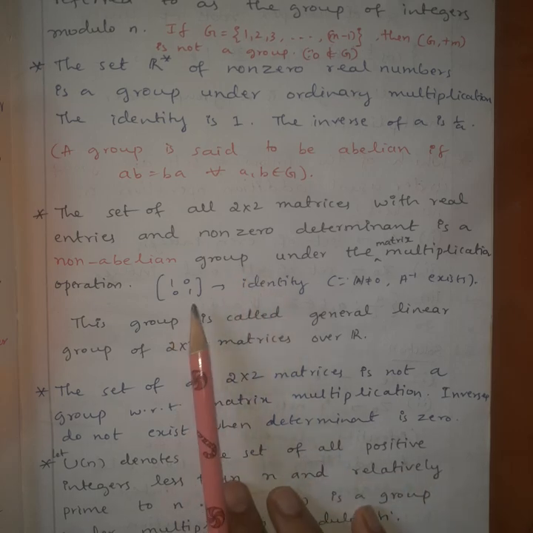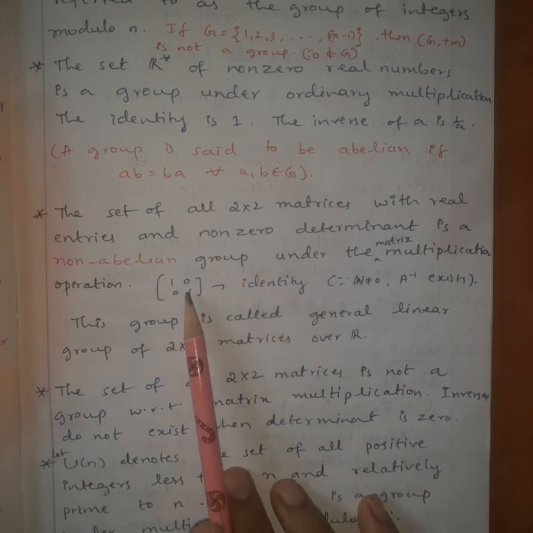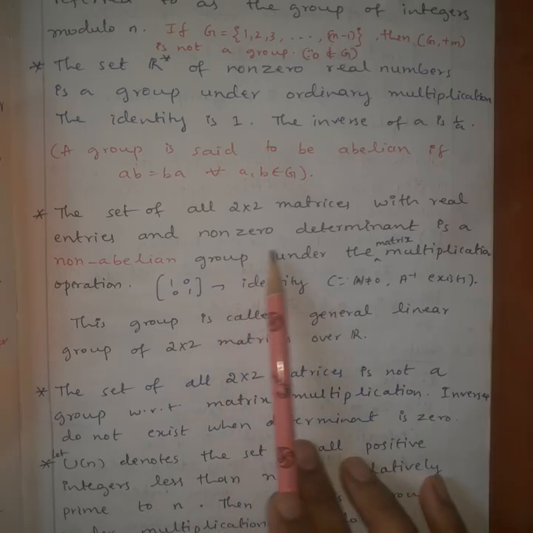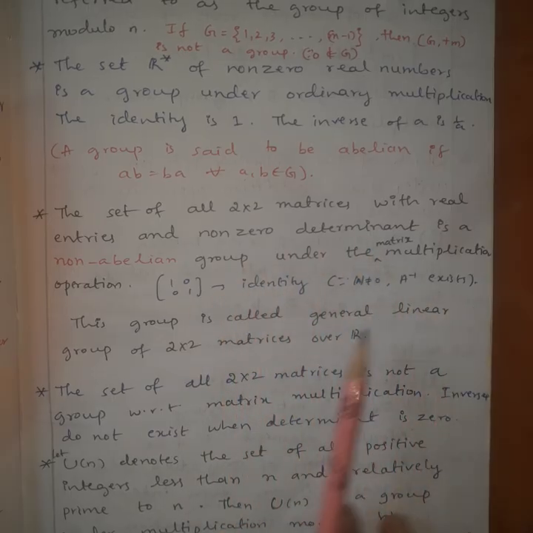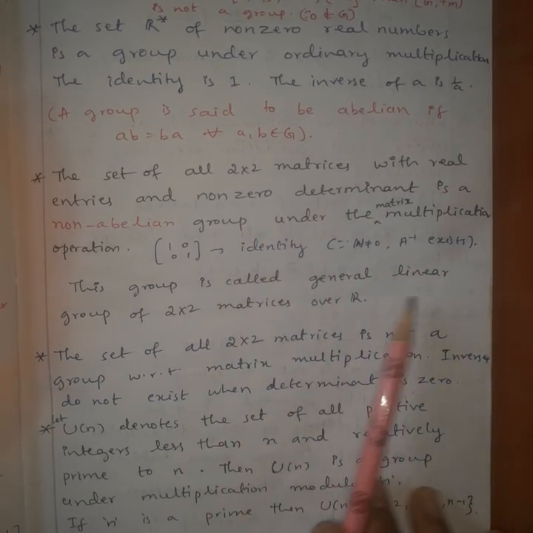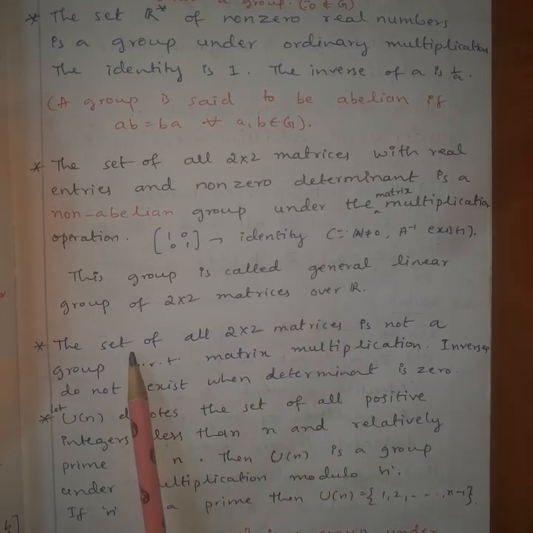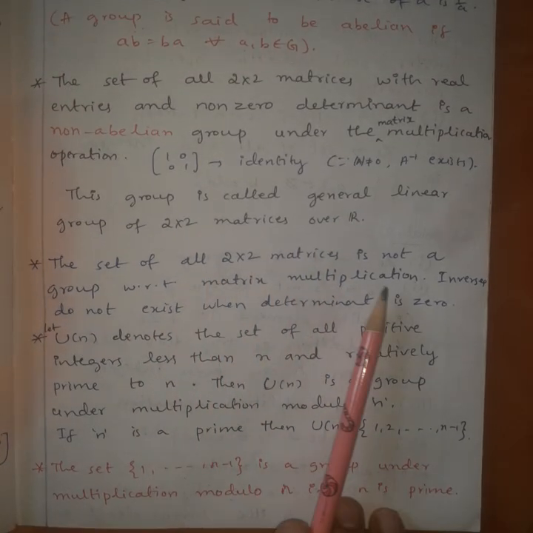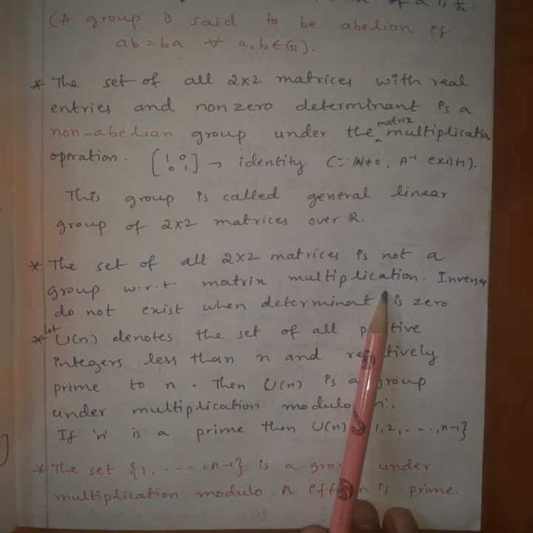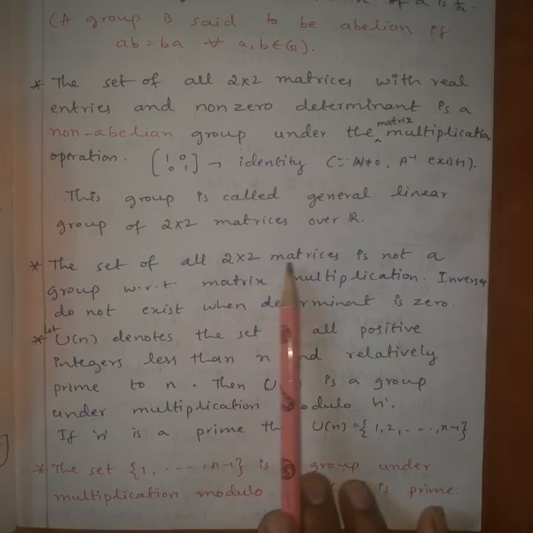Okay. The identity element is the identity matrix, that is 1 0 0 1, and since the determinant is non-zero, the inverse exists. This group is called the general linear group of 2 by 2 matrices over R. Next, the set of all 2 by 2 matrices is not a group with respect to matrix multiplication. Set of all 2 by 2 matrices.